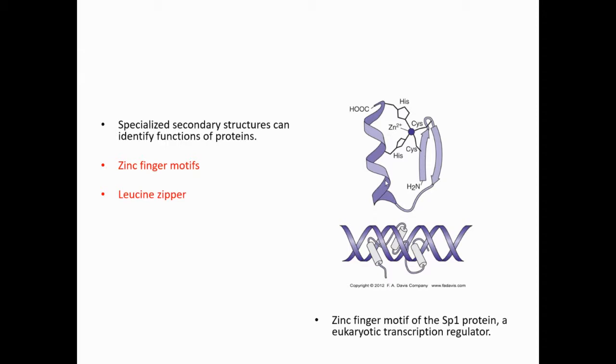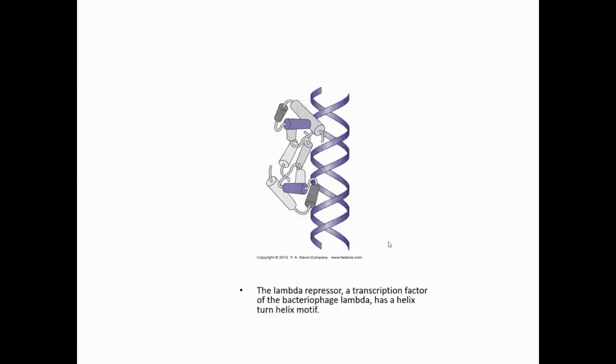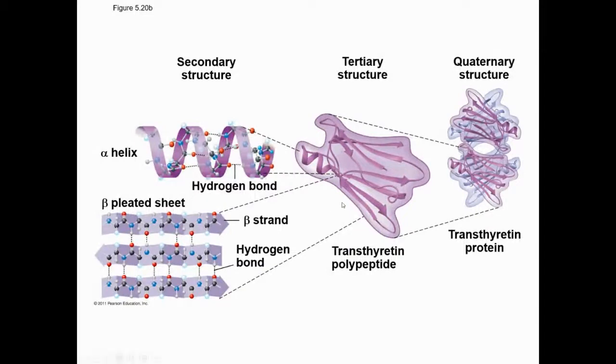And also the leucine zipper. Leucine zipper is also found in transcription factors. And this is the helix-loop-helix structure. This is also a transcription factor motif. This is a helix-turn-helix motif. These transcription factors can also bind to the DNA.